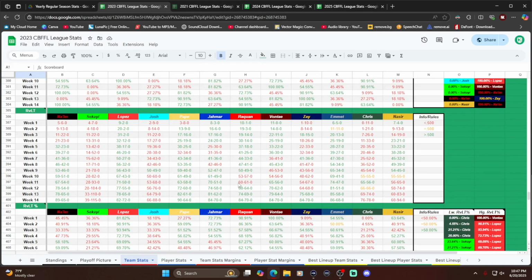If we take a look back at 2023, as you can see here, Jamar 84-70. Jamar ended up missing the playoffs. He went 5-9 that season. Over here, we have Josh, who also went 5-9 that season. Josh missed the playoffs also. Maybe it was a different type of 5-9. Here, Chris was 76-78. Chris ended up making the playoffs. Like I said, you can still be under and make the playoffs. Chris just might have had good matchups that season. Jamar just could have had bad matchups that season.